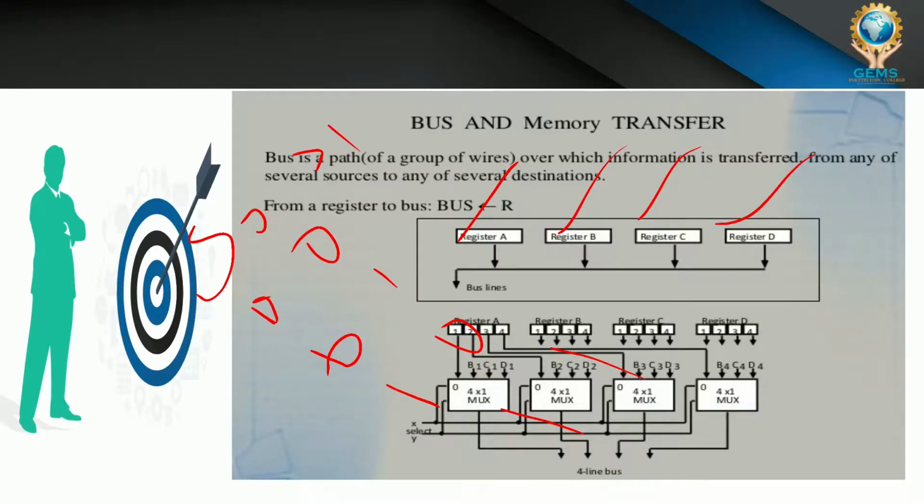So based on the selection lines: if the selection lines are 0 0, which register is going to be selected? Register A. If the selection lines are 0 1, register B. If 1 0, register C. And if the selection lines are 1 1, register D will be placed on the bus to carry the data from one place to another place. This is how the bus works. This is the 4 register bus.